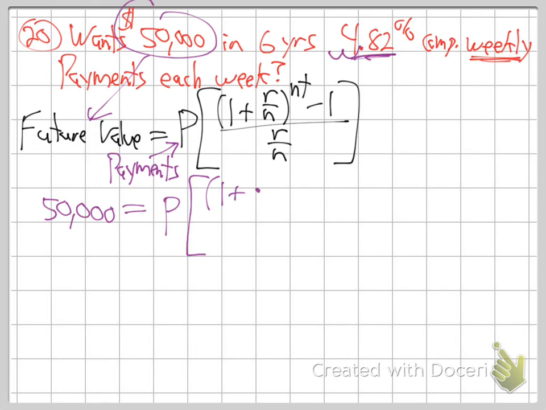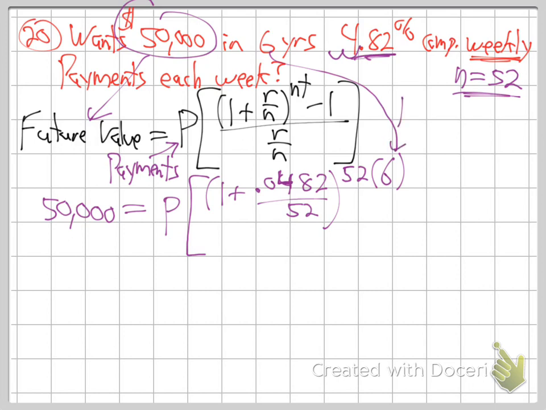Move it back to 0.0482 over N. What's N? 52. 52 weeks about in a year. It's close enough. Times T, which is 6 years, right? Time is always in years. Always in years. Minus 1, all over 0.0482 over 52.